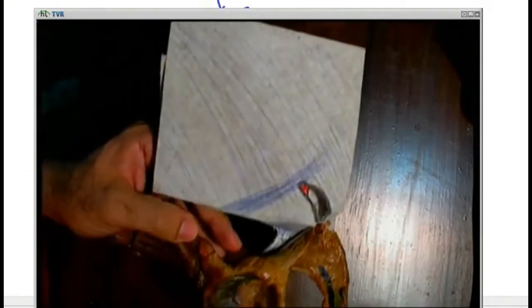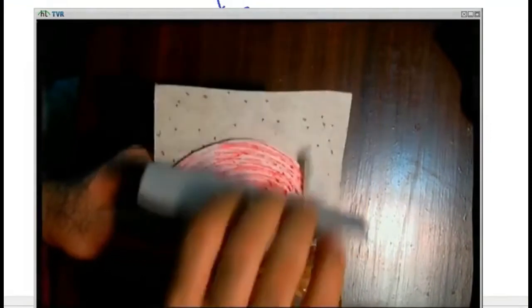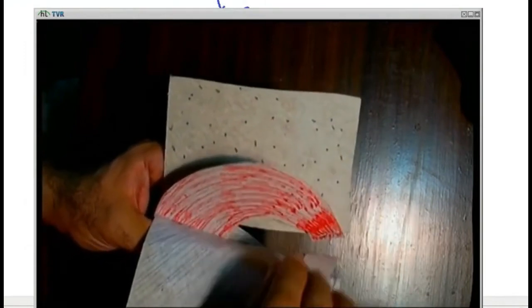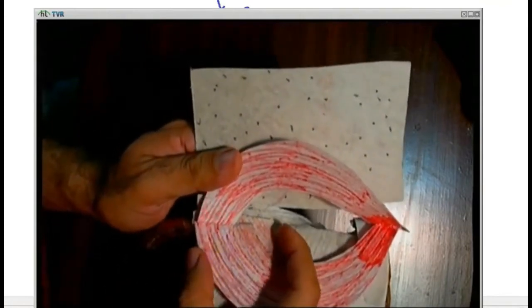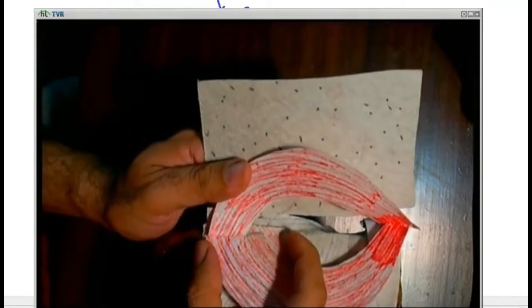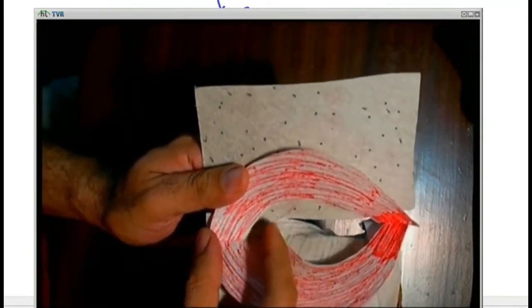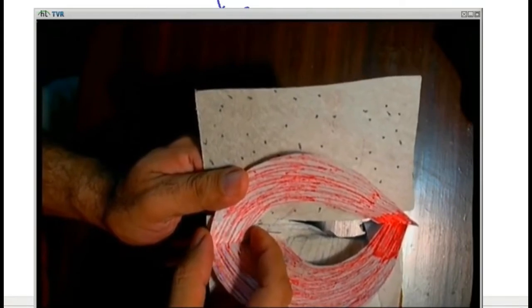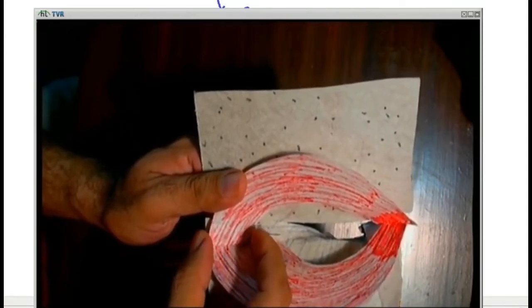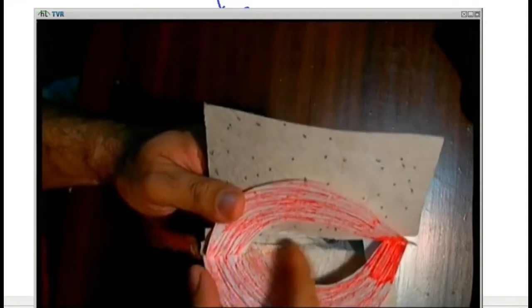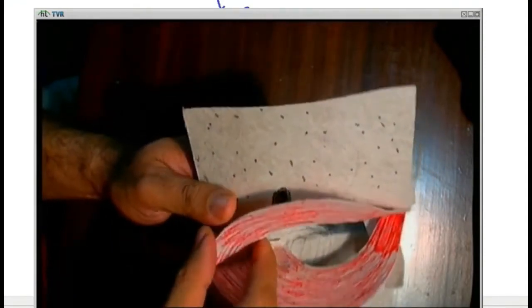Layers again in this part are external oblique, internal oblique, and transversus. So when we remove the external oblique like this, we find the arching fibers of the internal oblique, you see here. This is the arching fibers of internal oblique. And after this, we find the arching fibers of transversus abdominis. The internal oblique is wider because it arises from the upper two-thirds of the inguinal ligament, and the transversus is smaller because it arises only from one-third of the inguinal ligament. So these are the arching fibers of internal oblique and transversus abdominis.